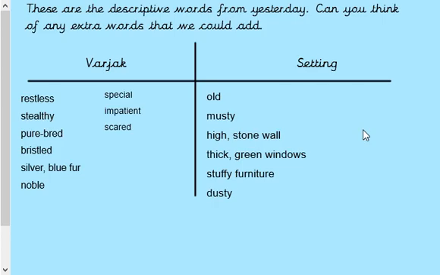Okay, I hope you enjoyed chapter 2. Becoming a bit more interesting as we're going along as well. I've put on the screen here, as you can see, the descriptive words from yesterday. These are the ones that we put up about Varjak and the setting from yesterday.